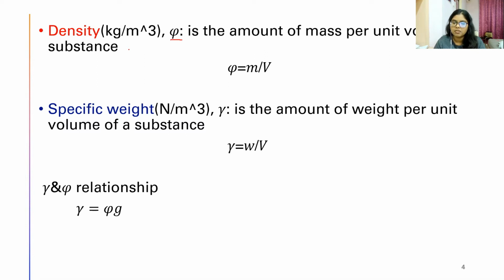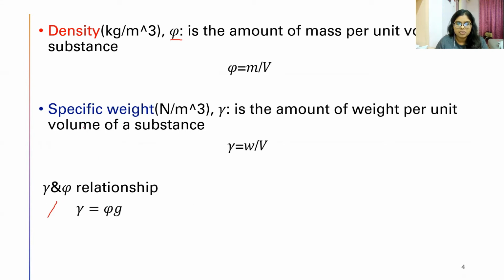So density is the amount of mass per unit volume of substance. Density is equal to mass per volume. Specific weight has the symbol gamma, and its unit is Newton per meter cube. As I said earlier, you can also change it to the US customary system, which will be pounds per cubic foot. Specific weight is the amount of weight per unit volume of substance. So specific weight is equal to weight over volume.